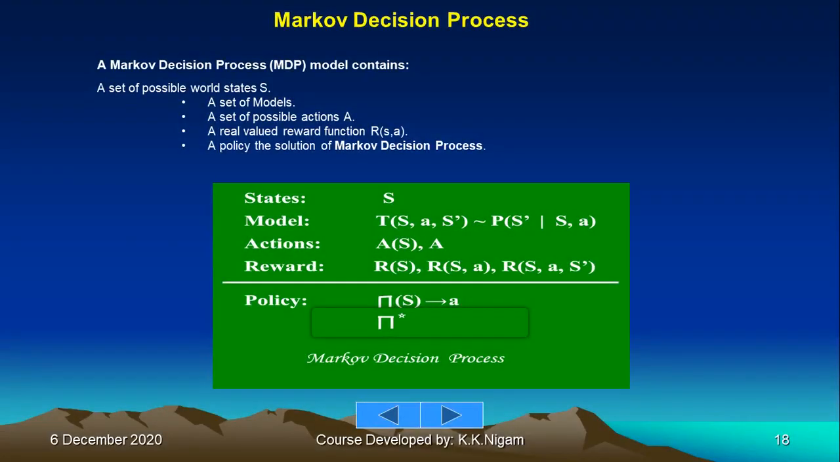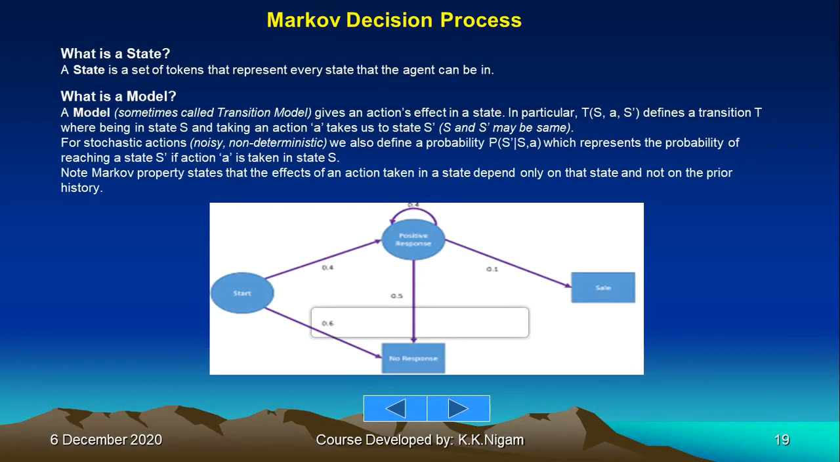A Markov decision process model contains a set of possible world states S, a set of models, a set of possible actions A, a real valued reward function R(S, A), and a policy, which is the solution of the Markov decision process. What is a state? A state is the set of tokens that represent every state that the agent can be in. What is the model?